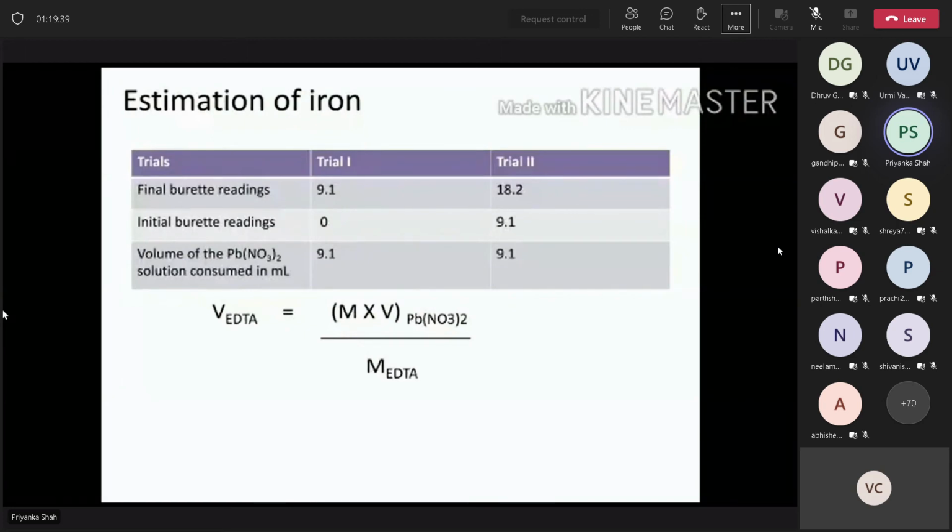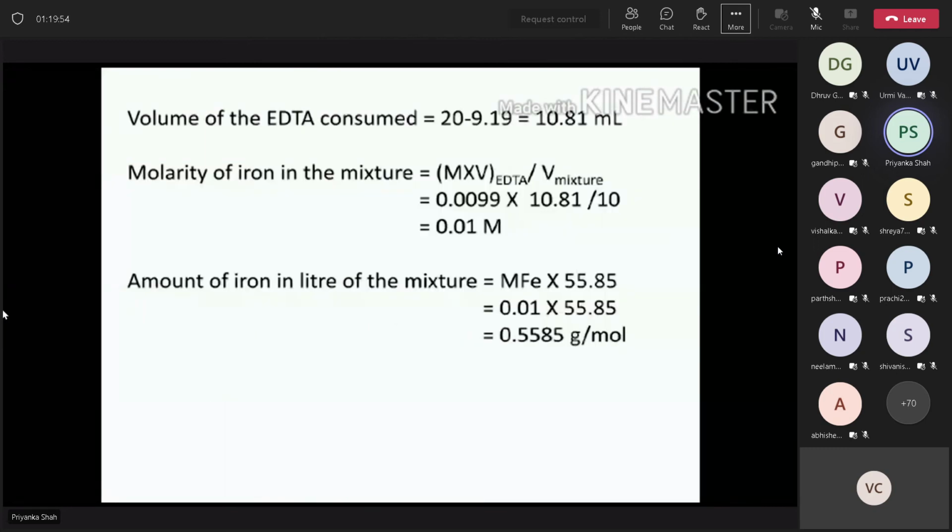From burette readings, volume of EDTA was calculated by multiplying molarity of lead nitrate with volume of lead nitrate and dividing it by molarity of EDTA. The volume of EDTA consumed is equal to 20 minus 9.19, which is the volume of EDTA calculated, and will give the value of 10.81 ml.